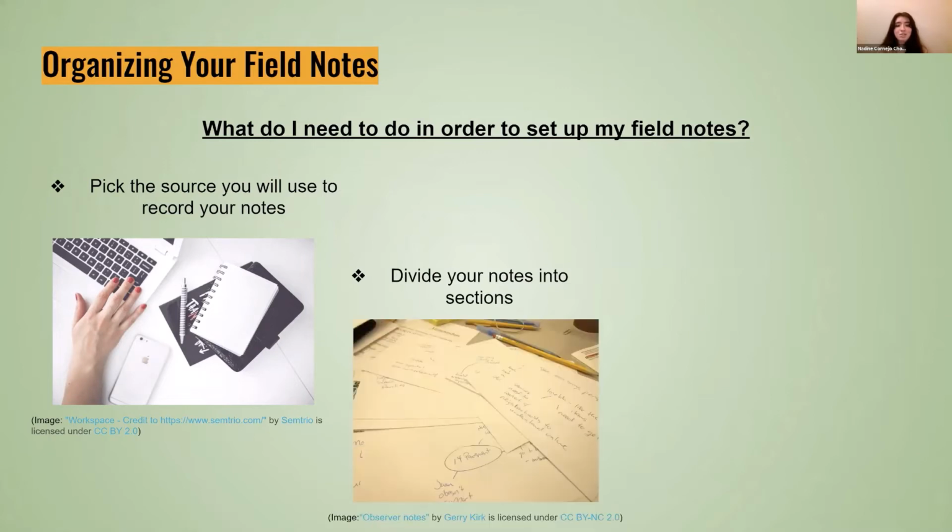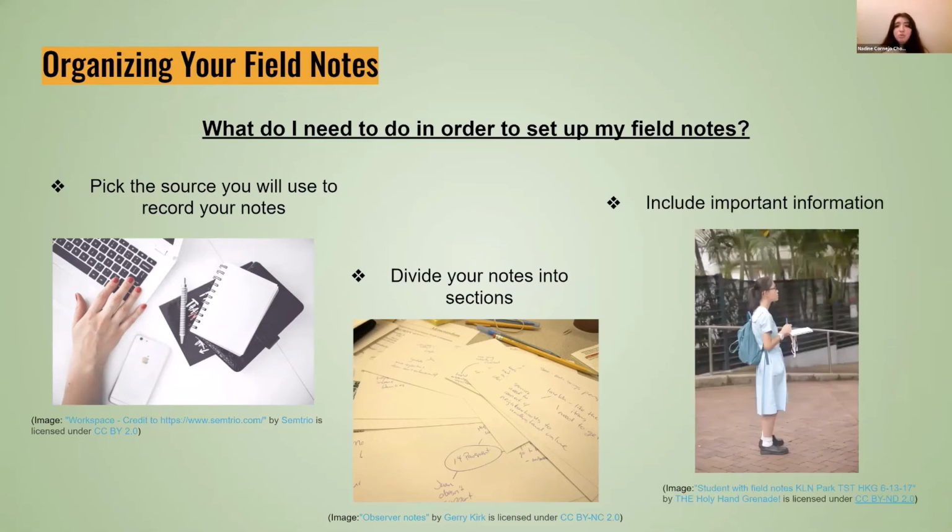The next thing is to divide your notes into sections. Whether you're using a phone or a notebook, it's important to divide everything up because it'll make transferring your notes to your computer easier. So, for example, if you're using a notebook, you can divide up your notes into two parts, and the left part could be the part where you write all your descriptive notes, which have to be unbiased observations, by the way. And then on the right side, you can write all your reflective notes, and that's where all your questions and interpretations go.